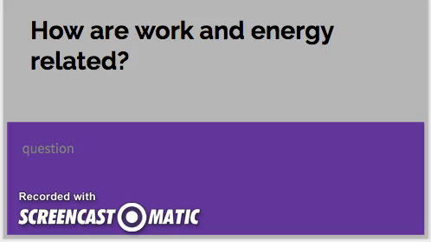Here's our essential question for today. How are work and energy related? So as we go through these notes, we're going to be investigating this. If you remember the work we did last week, you should be able to answer this question. But if you don't, hang on, we're going to get through this. Okay, let's move on.